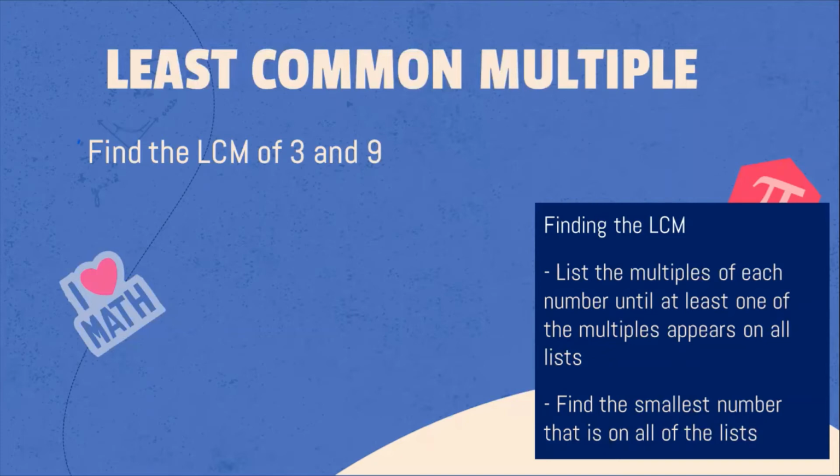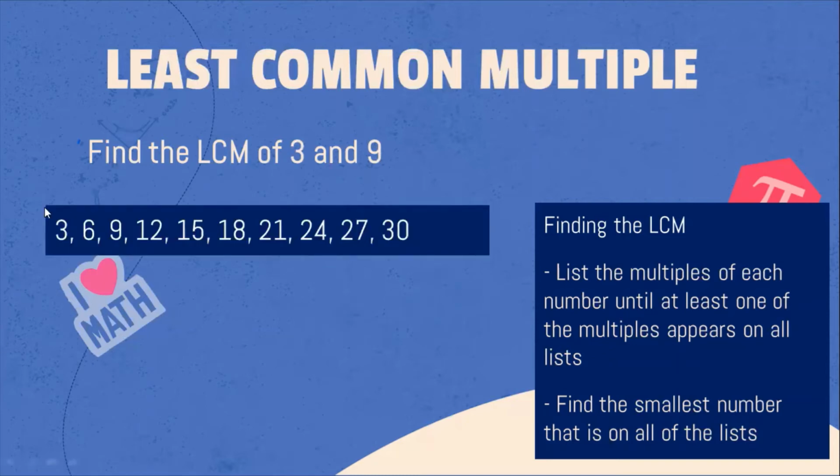Okay, let's solve all together. Find the least common multiple of 3 and 9. How do we find the common multiple? It's just simply listing down the multiples of both numbers. Then we will be looking for the least common multiple of both numbers.